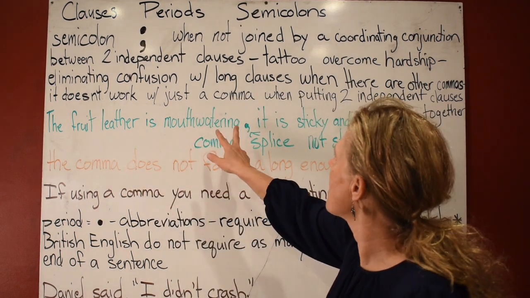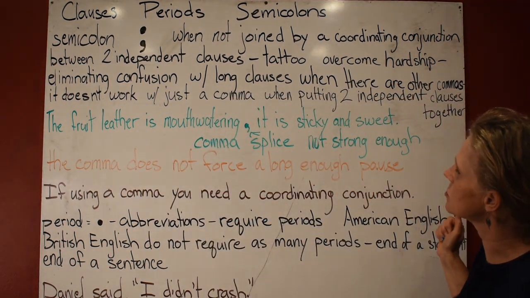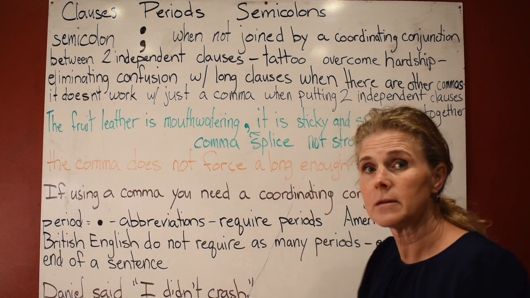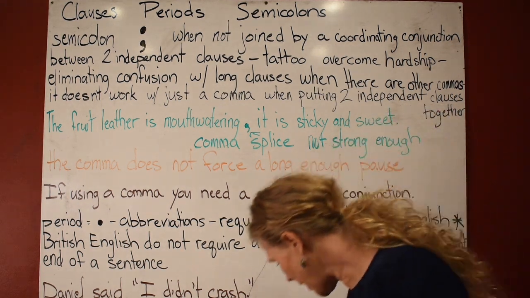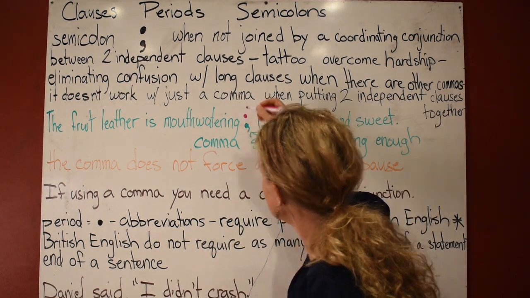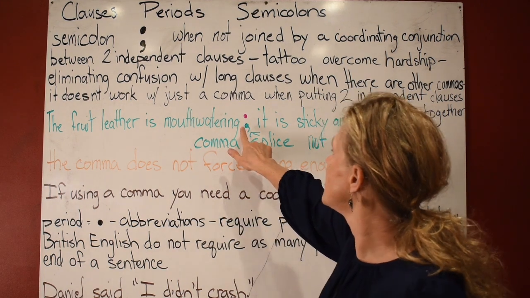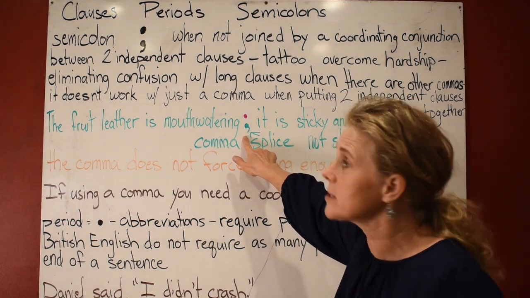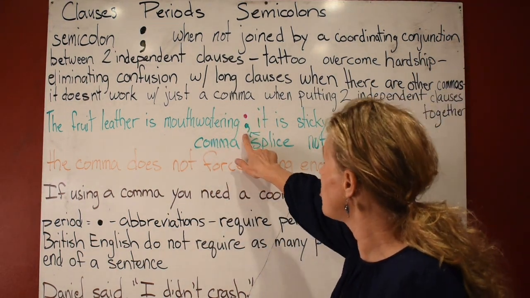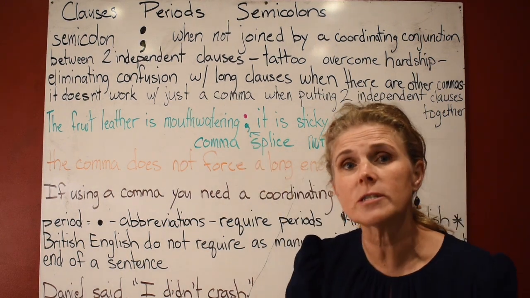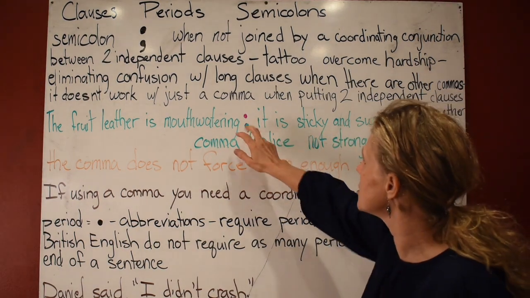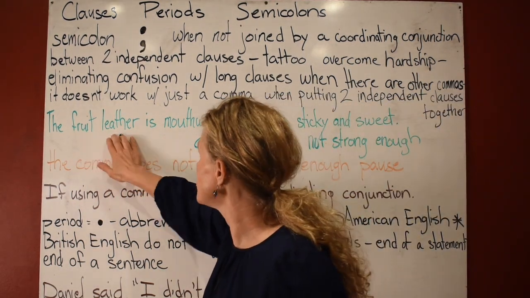The fruit leather is mouth-watering. It is sticky and sweet. So see right here, here's your comma. Is this correct? It's not correct. We have to have a semicolon right here to make this correct, because this is not going to force you to pause long enough. The fruit leather is mouth-watering. It is sticky and sweet. So when you put the semicolon in, it forces a longer pause. The fruit leather is mouth-watering; it is sticky and sweet. So see how this has a subject and a verb.